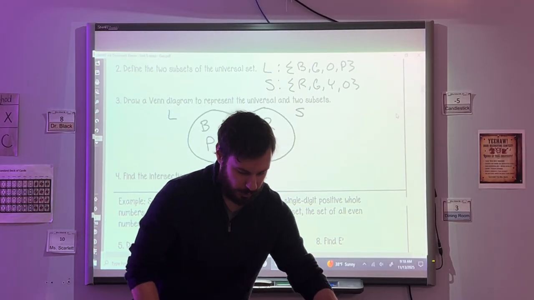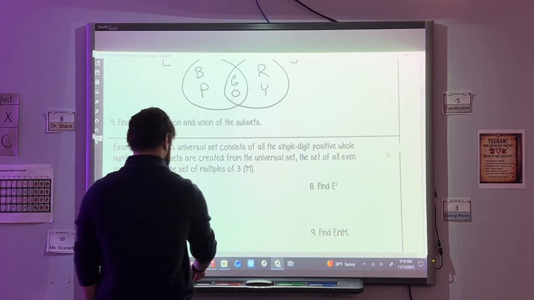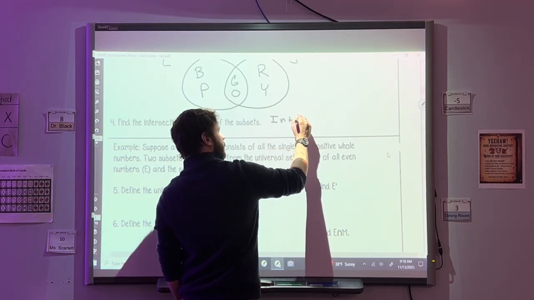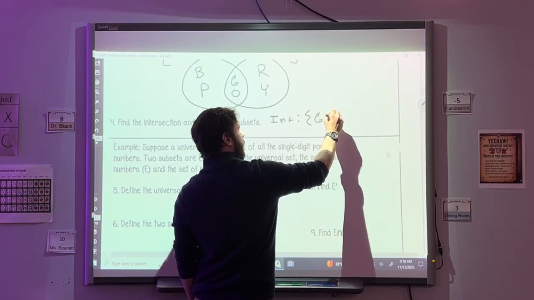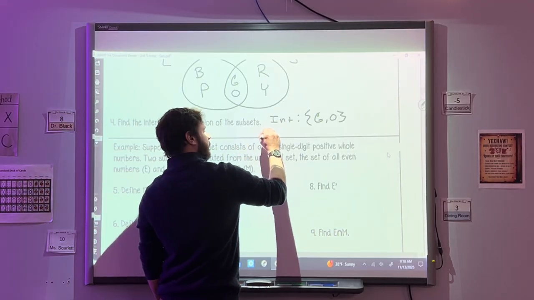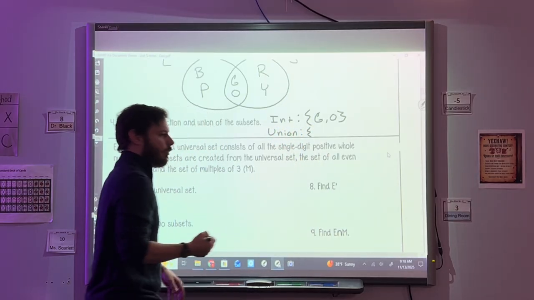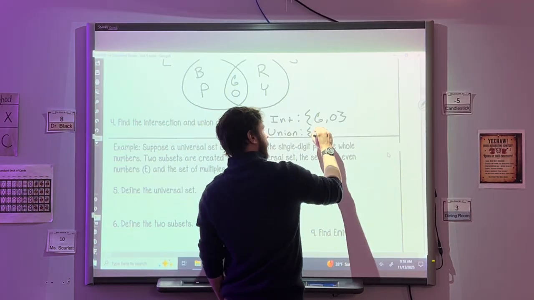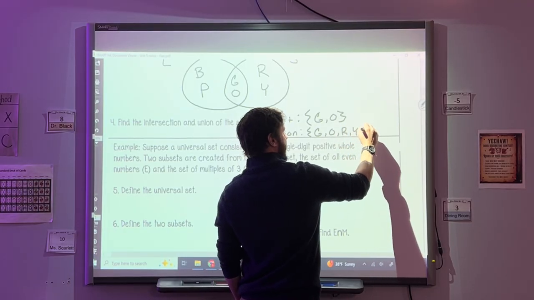So lastly, we're gonna find the intersection and the union. The intersection, that's going to be where they overlap. That was green and orange. And then our union. Remember that was an or statement. Okay, so that's everything. That's all of it. It's gonna be green, orange, red, yellow, pink.